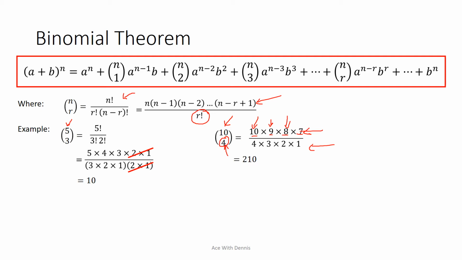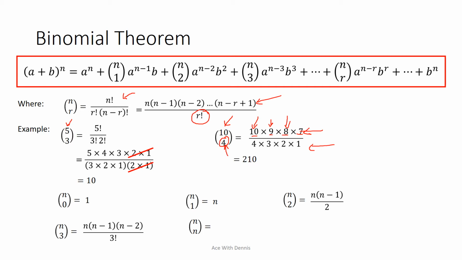Here we have a few special examples. n choose 0, the answer is 1. n choose 1, the answer is n. n choose 2 is n times n minus 1 over 2. n choose 3 is n times n minus 1 times n minus 2 over 3 factorial. n choose n is 1.